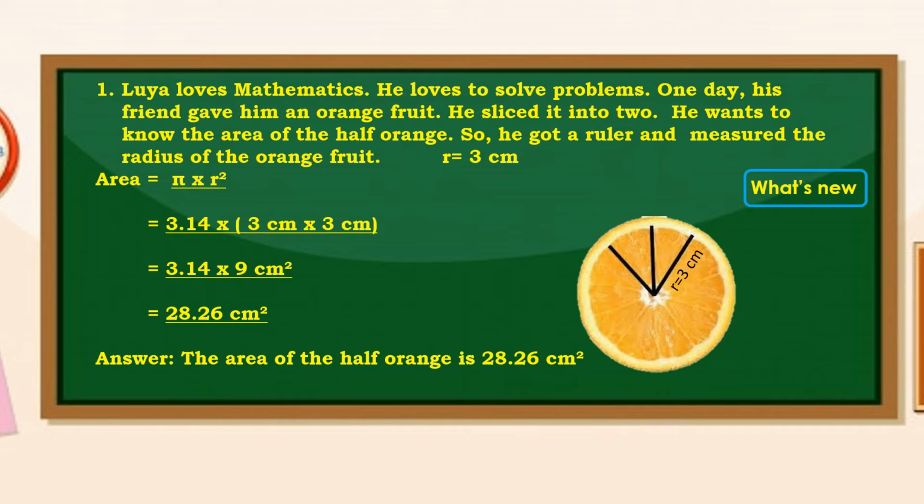Luya loves mathematics. He loves to solve problems. One day, his friend gave him an orange fruit. He sliced it into 2. He wants to know the area of the half orange. So he got a ruler and measured the radius of the orange fruit. Radius is equal to 3 cm. It was their lesson in Math 6, how to get the area of the circle. So he followed the formula, which is pi times radius squared, translated the formula. He solved first for the radius before multiplying it to the value of pi. And then he arrived with the area, which is 28.26 centimeter squared.